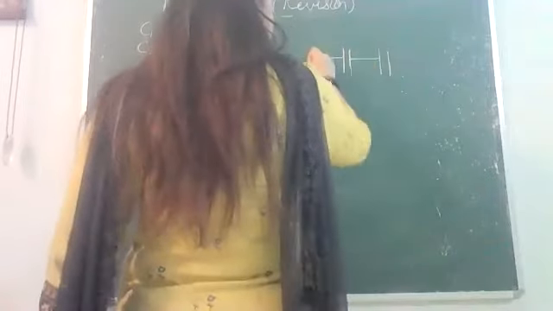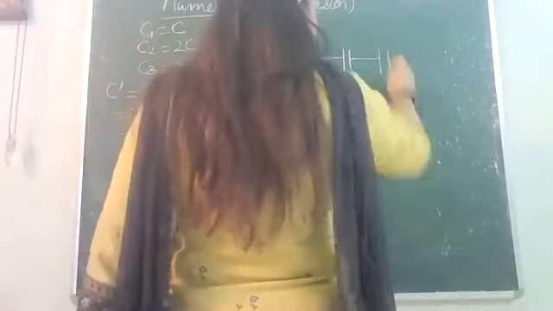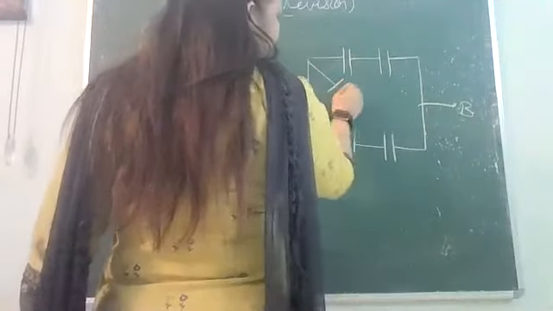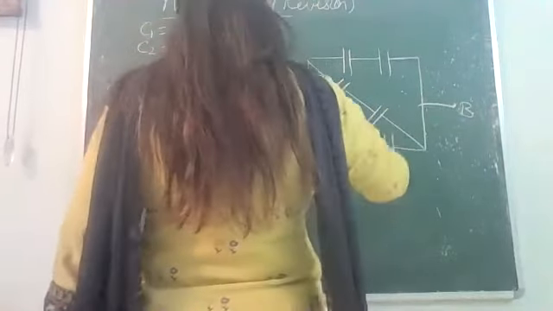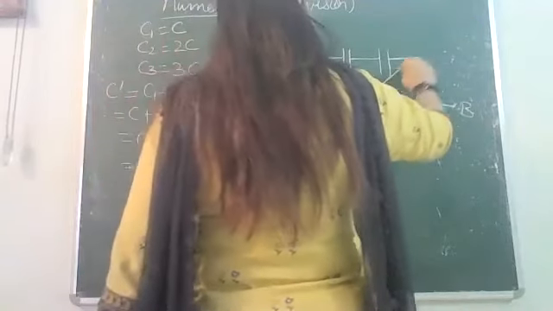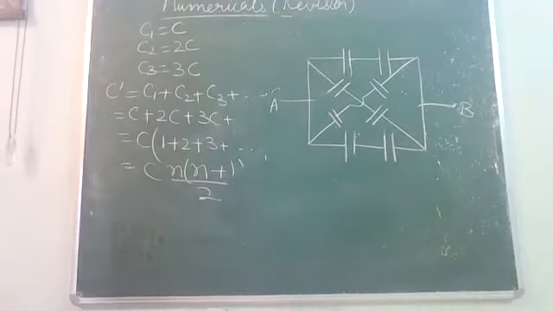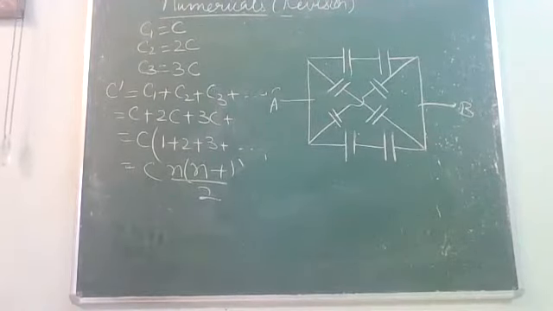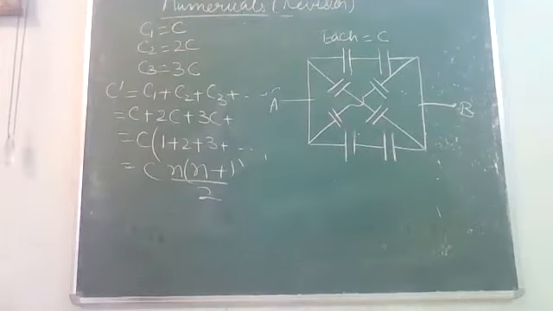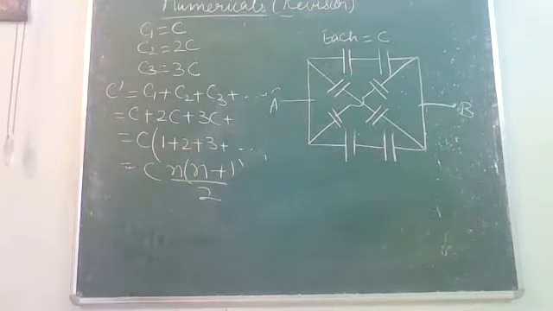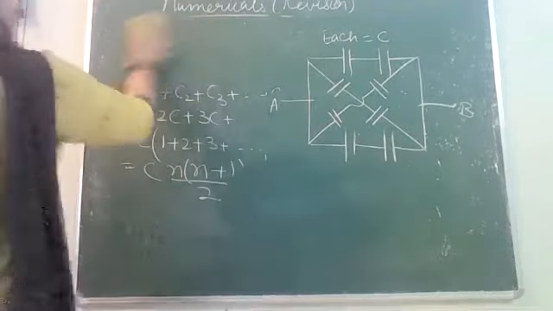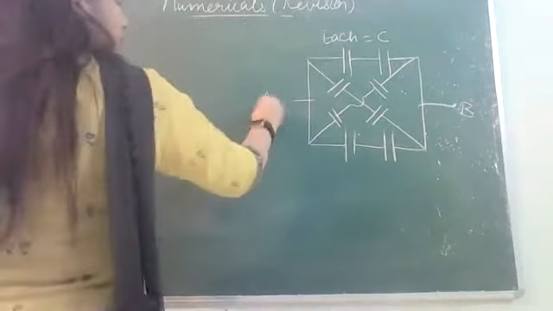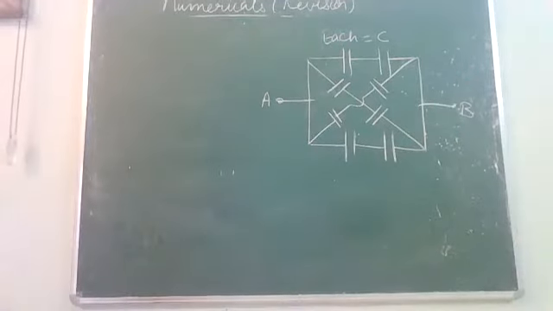Next is: find the equivalent capacitance between A and B, where each capacitor is, again, C. Each capacitance is C. Yes, now you solve and tell me what is the answer. What is the equivalent capacitance between A and B?